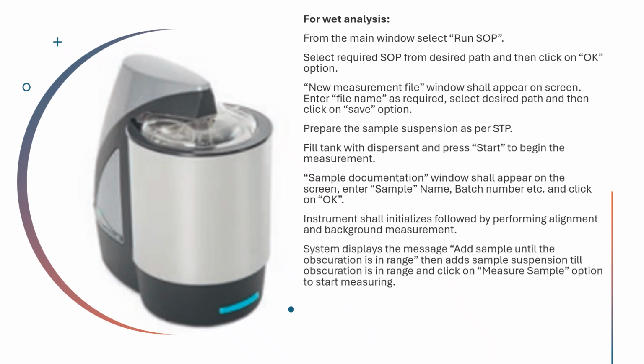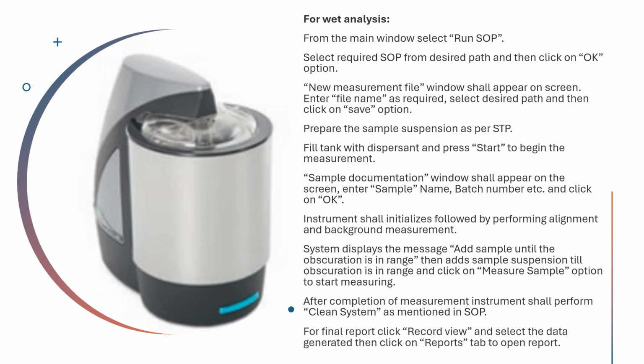Then the system displays a message like add sample until the obscuration cursor is in the range. When you receive this message, you need to add the sample suspension until the obscuration cursor is in the range, and click on the measure sample option to start the measurement, right? Then after completion of the measurement, the instrument will perform a clean system as mentioned in the SOP. For the final report, click record view, select the data generated, then click on the reports tab to open the report. In this way you can perform the wet analysis, right?